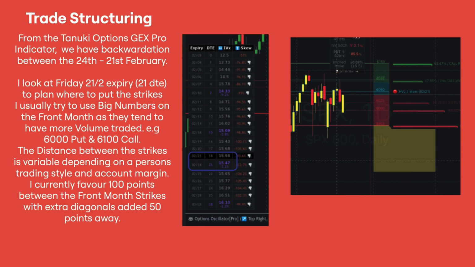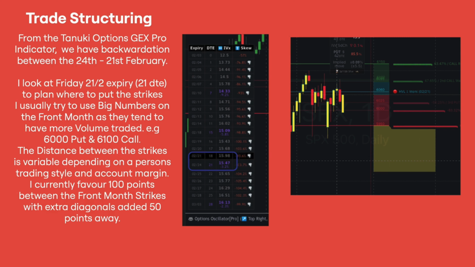So the backwardation mode that I just spoke about in the previous slide, you can see here in the Tanuki Options GEX Pro indicator, and we have backwardation between the 24th and the 21st of February, highlighted in probably blue. And I would use this as the basis to structure the trade.